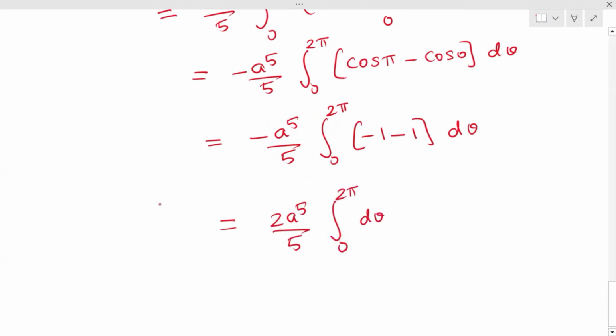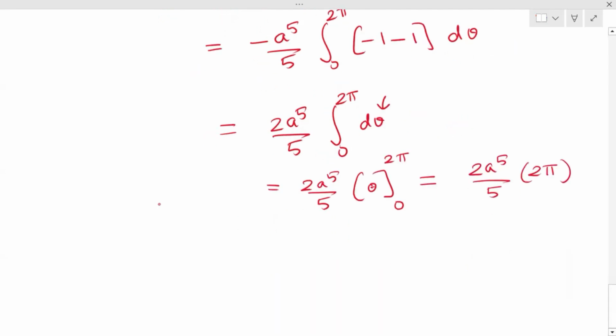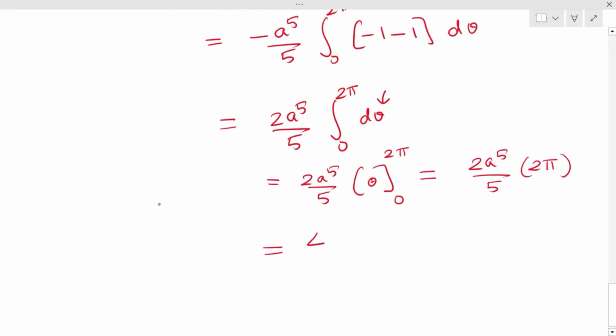Now we do the last integration, the outer integration with respect to theta. Here there is no other function, so we have only d theta. The integration of d theta is theta. When we apply the limit, what will happen? 2a power 5 by 5 times 2 pi, which is equal to 4 pi a power 5 by 5. That is the answer.